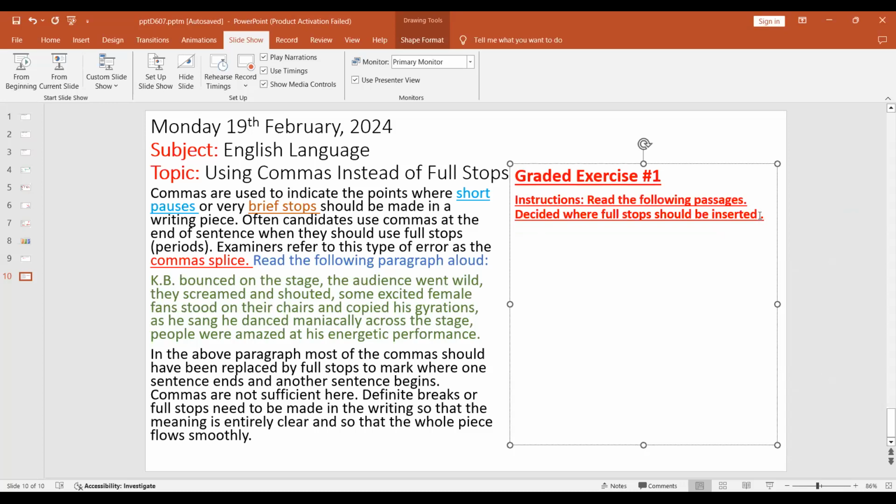All right, decide where a full stop should be inserted, or where a comma has been used incorrectly in place of a full stop.